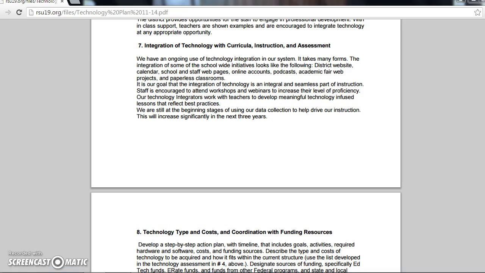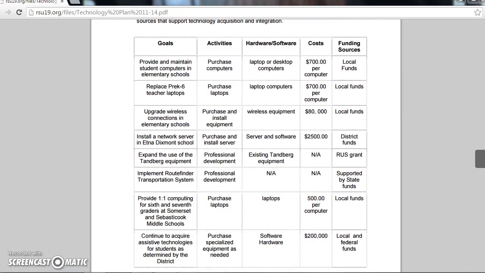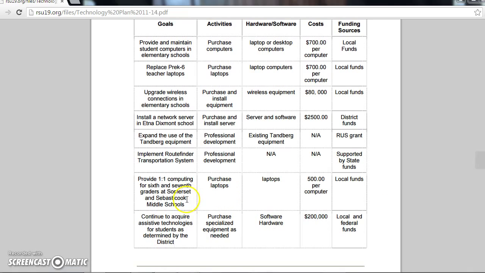Chapter 13 of our class book states the importance of integrating assistive technology into the curriculum so students with disabilities can fully participate in the activities that occur in the classroom. There were 2 goals that I thought were interesting down here about the funding. The first goal was to provide one-to-one computing for 6th and 7th graders at Somerset and Sebastopol Valley Middle Schools. That unfortunately did not happen. The other one is to continue to acquire assistive technologies for students as determined by the district.